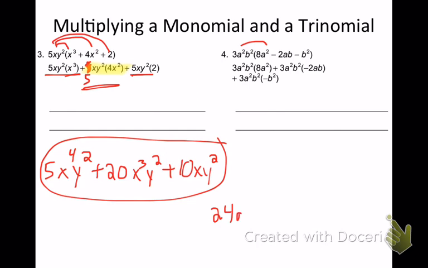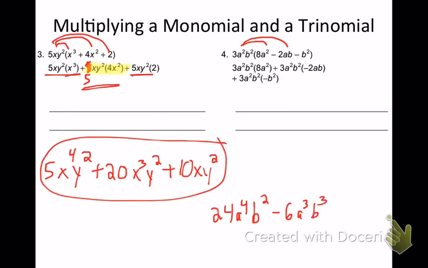A to the 4th. And what's b squared then? Okay, now do the next terms. 3a squared b squared times negative 2ab. So that'll be negative 6. What's a squared times a? A to the 3rd. And then b to the 3rd.